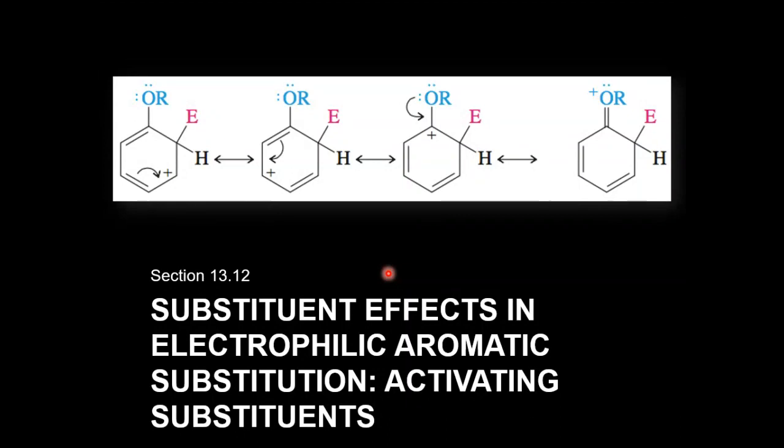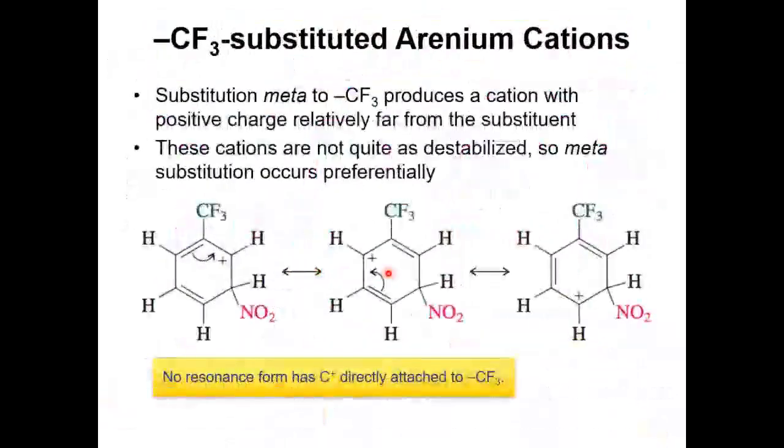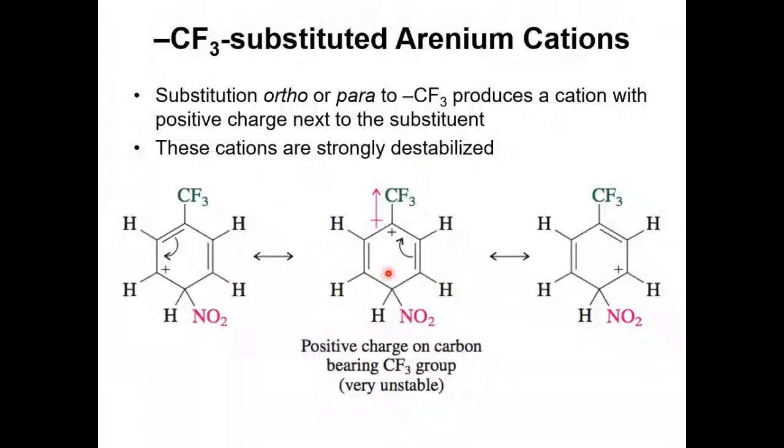And if you have a very powerful electron withdrawing group, it will always be a deactivating group, and it will be a meta-director. It doesn't matter if it's CF3 or not. If you have a very powerful electron withdrawing group here, it will destabilize a positive charge if it is directly attached to it.